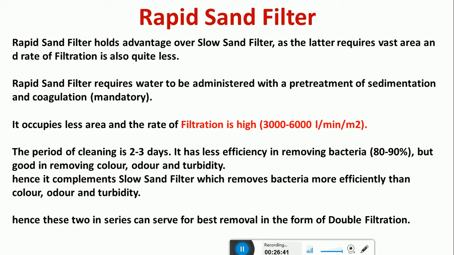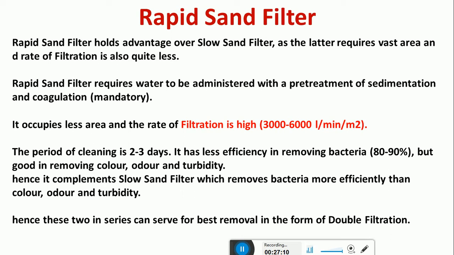Whereas for slow sand filter we may not require coagulation, but in a rapid sand filter treatment, coagulation and flocculation is mandatory. The rapid sand filter occupies less area and the rate of filtration is quite high compared to the slow sand filtration. The period of cleaning is 2 to 3 days. It has less efficiency in removing bacteria, but it is good in removing color, odor and turbidity.